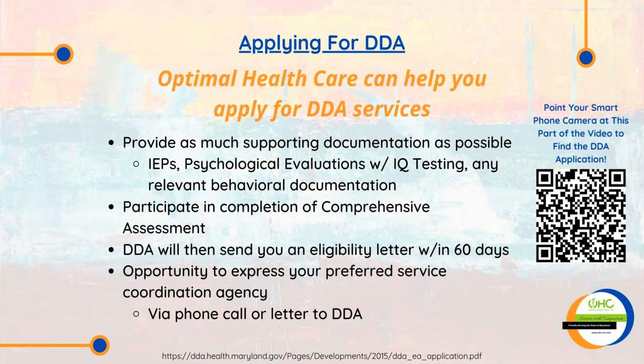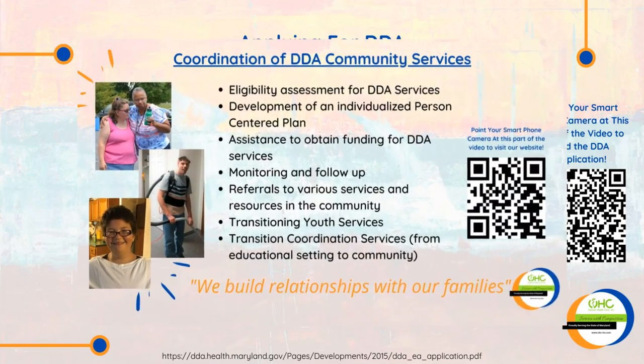Once DDA receives the completed comprehensive assessment, DDA will send you an eligibility letter within 60 days notifying you of their decision. Part of this letter includes the option to indicate which service coordination agency you prefer to work with. The letter will have a list of service coordination agencies in your region, and you have the option to choose any agency that you wish. You can indicate your preference on this letter and return it to DDA by mail, or you can call DDA and let them know your preference. If you don't indicate a preferred agency within 30 days, DDA will randomly select a service coordination agency for you. However, you can still change agencies at a later date.